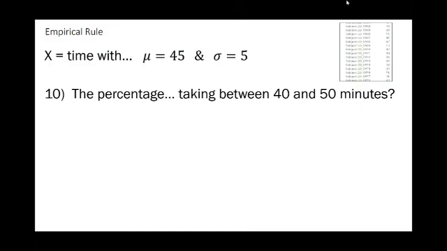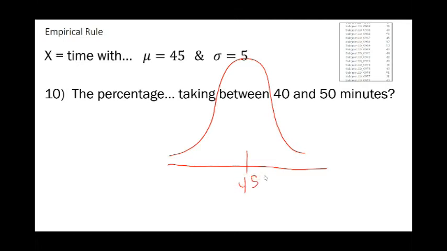Consider the percentage taking between 40 and 50 minutes to turn into a zombie. What does the empirical rule say? Well, the empirical rule says that about 68% of people will turn into a zombie somewhere in the interval of 40 to 50 minutes. Let me show you with the picture. Draw a normal curve and identify the mean, which is 45, and then walk out a standard deviation to the left and a standard deviation to the right. And what you get is 40 as a lower bound and 50 as an upper bound.